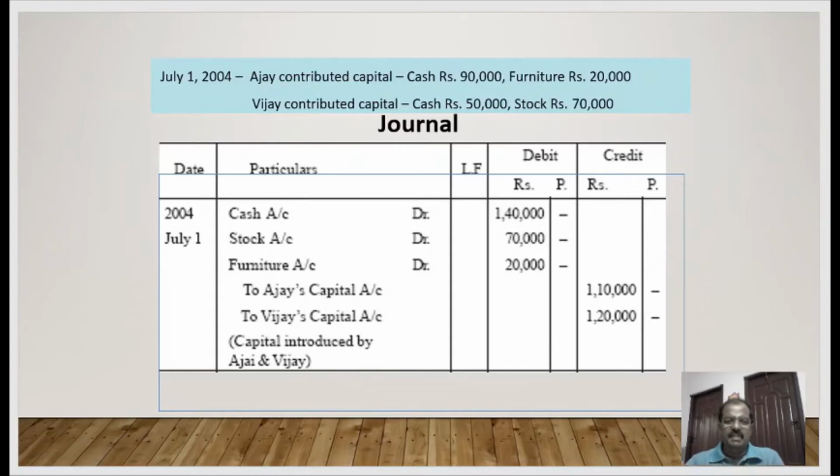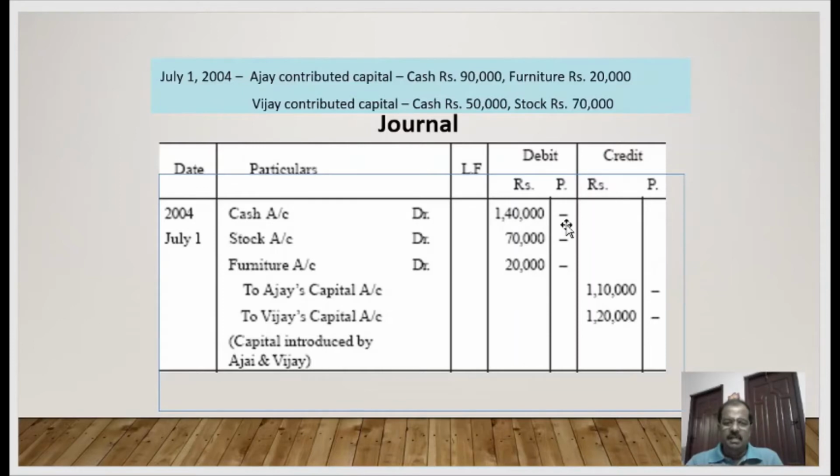Here the example is taken as there are two partners who have brought different types of contributions to start the business. That is one, Mr. Ajay had contributed by way of cash and furniture as a capital contribution. Next, Vijay contributed by way of cash and also stock. Altogether, what are the different types of items coming in? So as you know very well, cash here anyway by both the partners, furniture, stock. Cash, furniture, stock. There are three different items coming in.